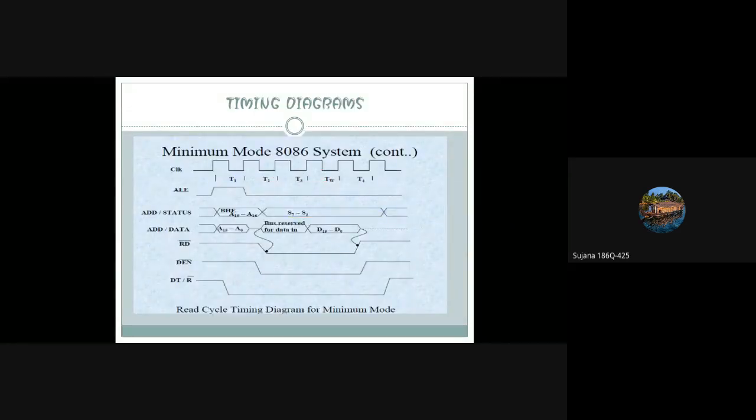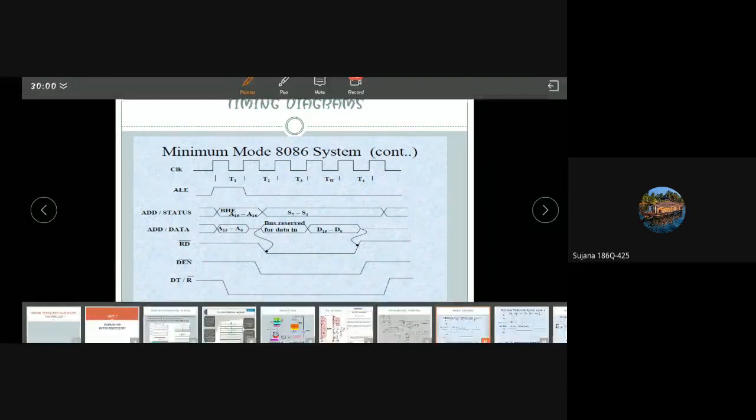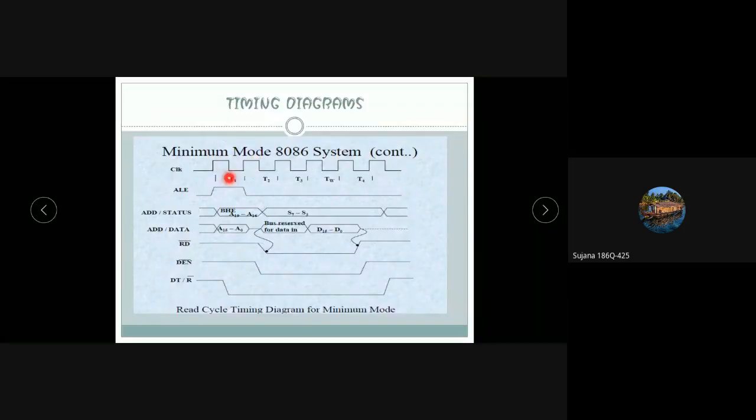So here you have a clock signal. In the timing diagram, you can see a clock signal. Can you see T1, T2, T3, TW, and T4? So this is your clock signal. This clock signal contains 4 clocks: T1, T2, T3, and T4. In between T3 and T4, there is a state called wait state.